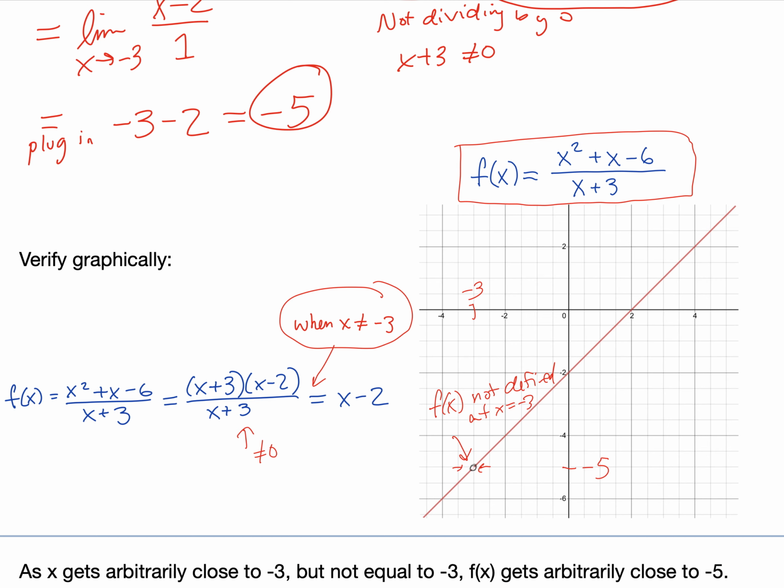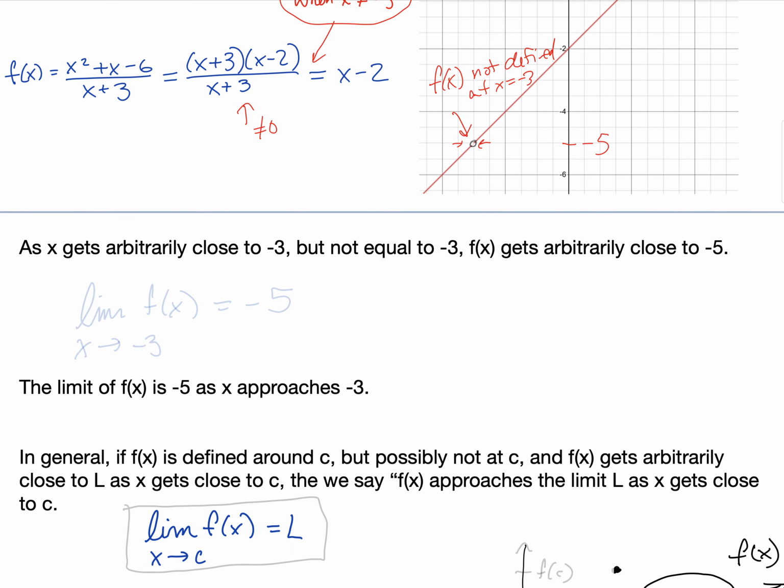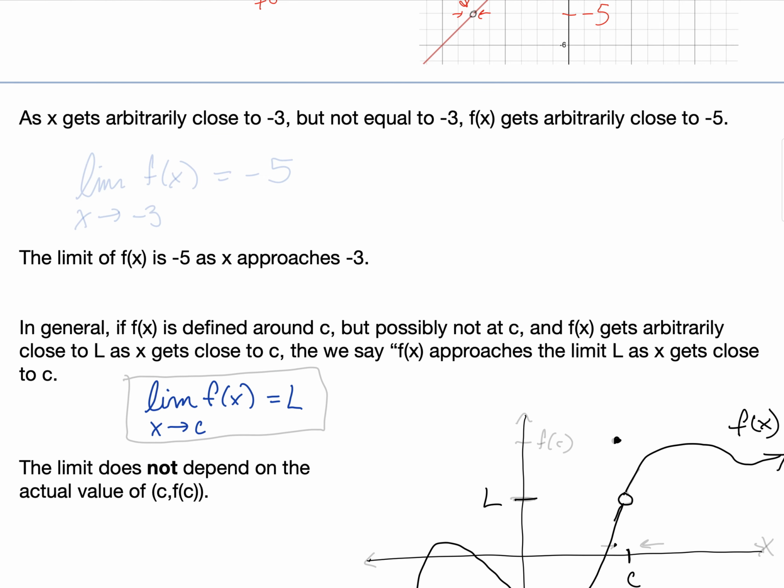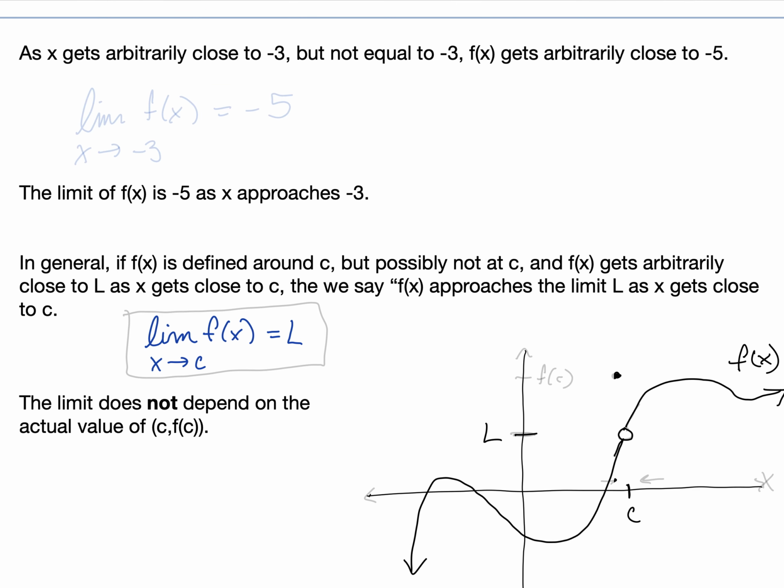And just to belabor the point a bit more, what we've said above is that as x gets close to negative 3, but not quite equal to negative 3, f of x gets arbitrarily close to negative 5, and we denote that by saying the limit as x goes to negative 3 of f of x is equal to negative 5.